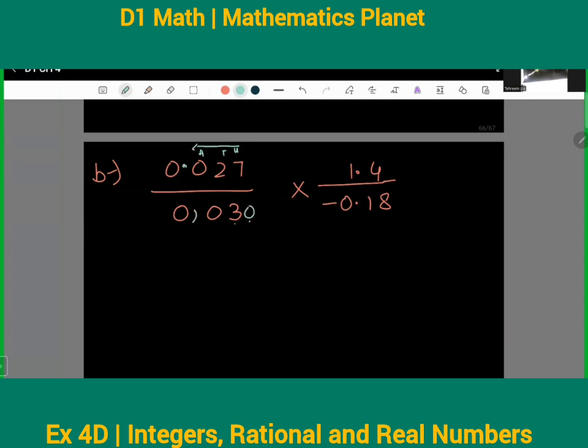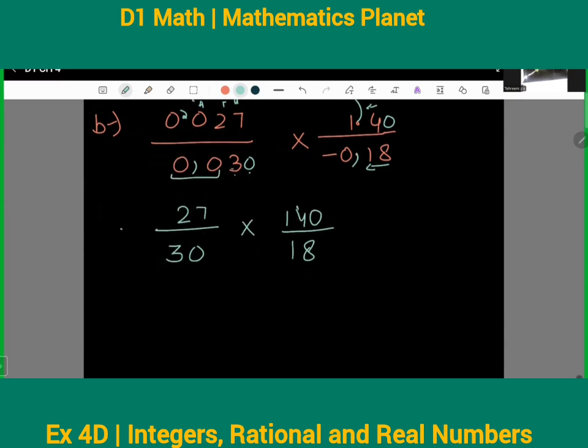Now we can cancel out the decimals. Similarly, over here the decimal is coming after 2 places, but here the decimal is coming after 1 place, so we need to add one 0. Now we can cancel out the decimals. What we will get is 27 divided by 30 multiplied by 140 divided by 18. You can see the zeros before our number do not count. If you write 0030 or you write 30, it's one and the same thing.